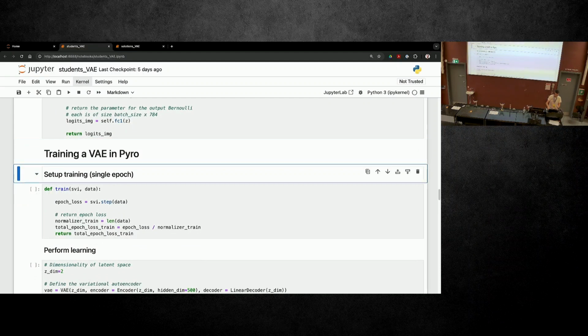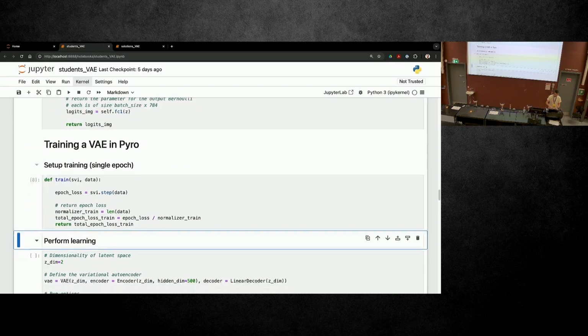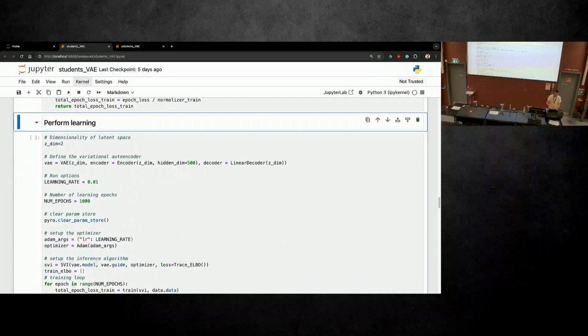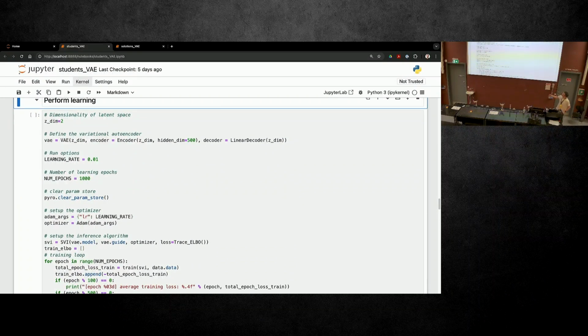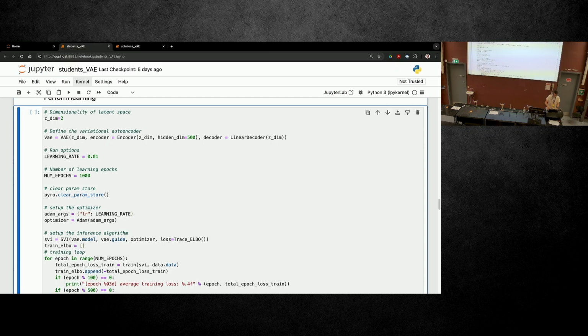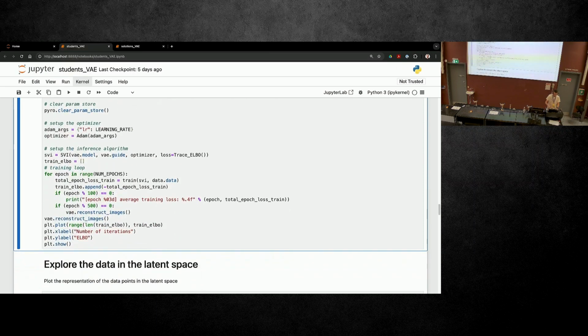Now we can do training. We have a function for doing training, and now we perform the learning. We have 2 dimensions. We define our variational autoencoder here, with a hidden layer of size 500, learning rate 0.01, and number of epochs 1000, and then everything is more or less the same as you have seen before. Let's try to do learning. We're doing a bit of plotting on the way.